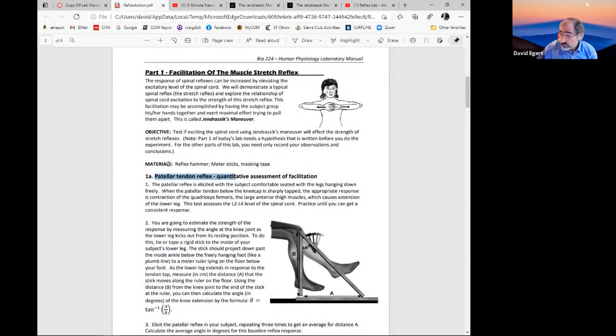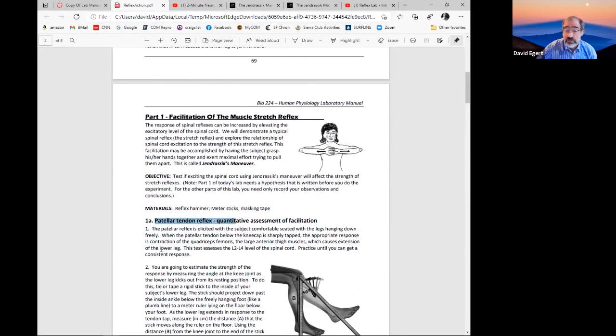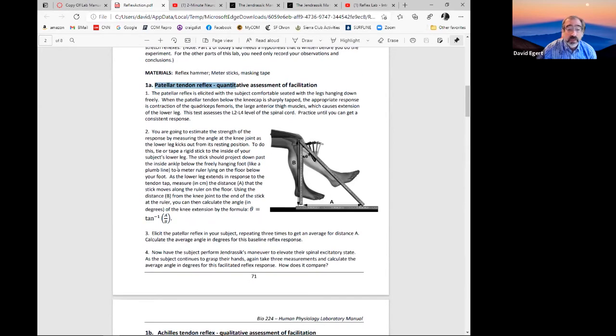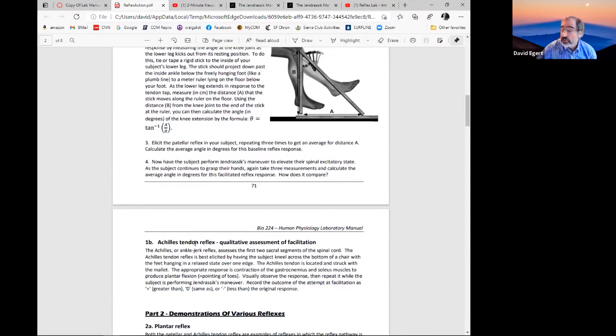So what you should do in your lab notebook is write down the objective. It's kind of written there, but write it in your own words and make sure you understand what you're talking about. And then write your hypotheses.